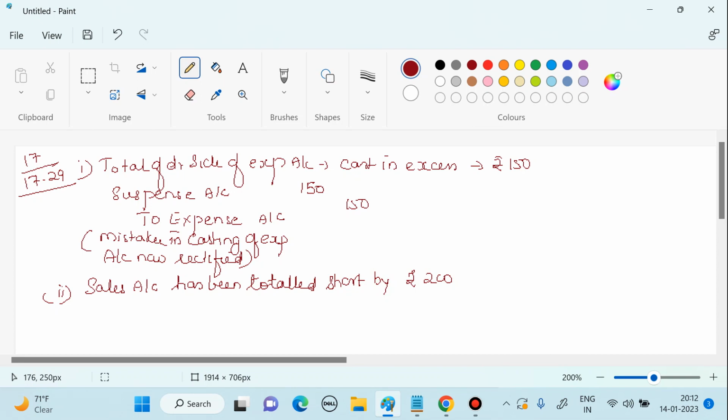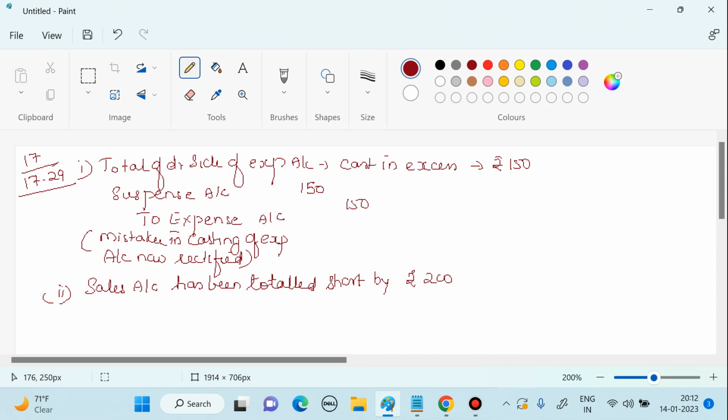Next one, sales account has been totaled short by 200. So while totaling the sales account, you totaled it short by 200. So what has happened here? Sales account has been totaled short, which means that it has been totaled less than what is supposed to be.